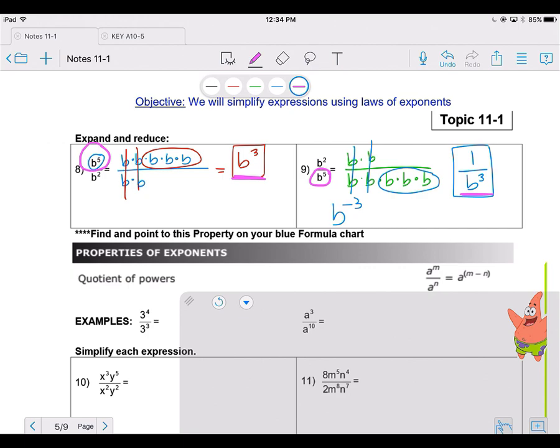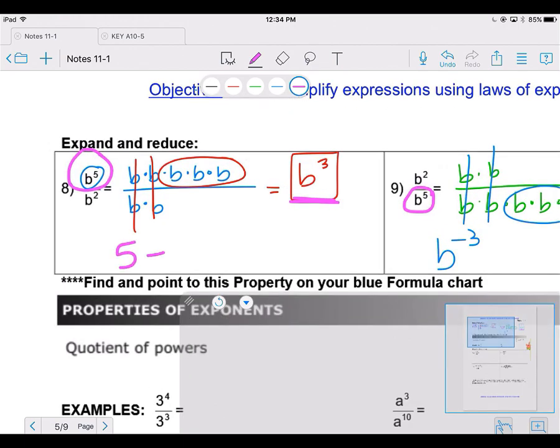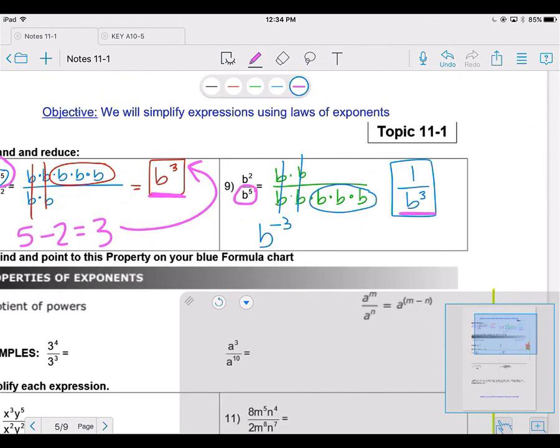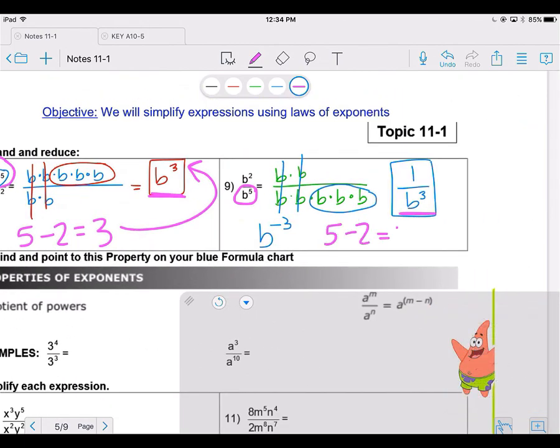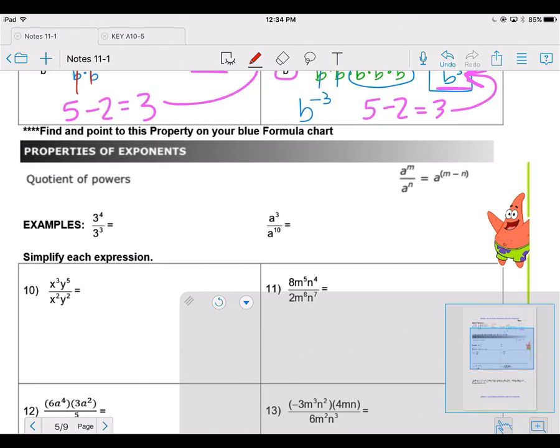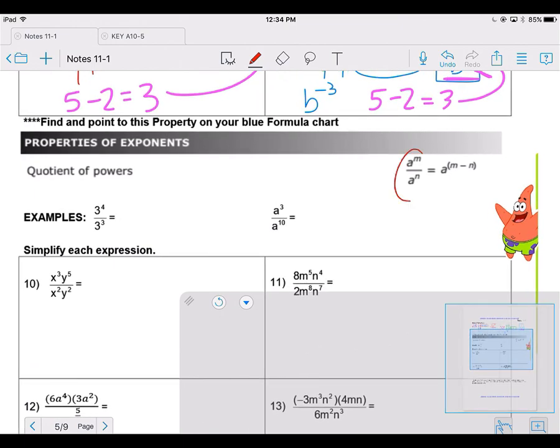Now, between 5 and 2, we did 5 minus 2 to get 3. And we did the same thing over here, 5 minus 2 to get 3, but because 5 was on the bottom, we left the 3 in the bottom. So that's where our rule comes from. Anytime you are dividing the same bases with exponents, you are really going to subtract your exponents.